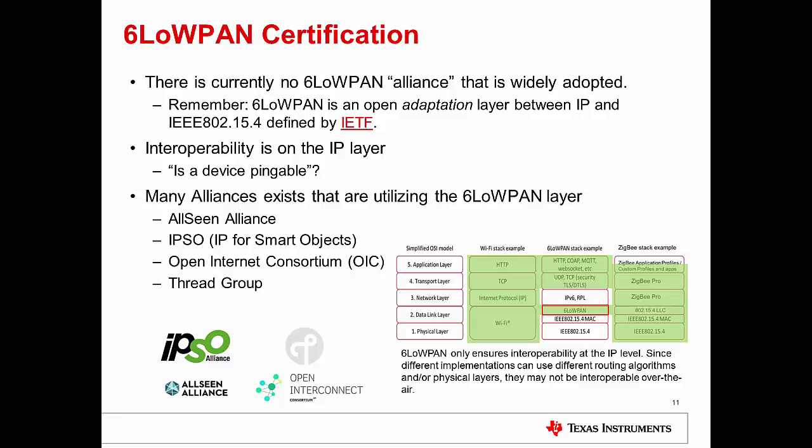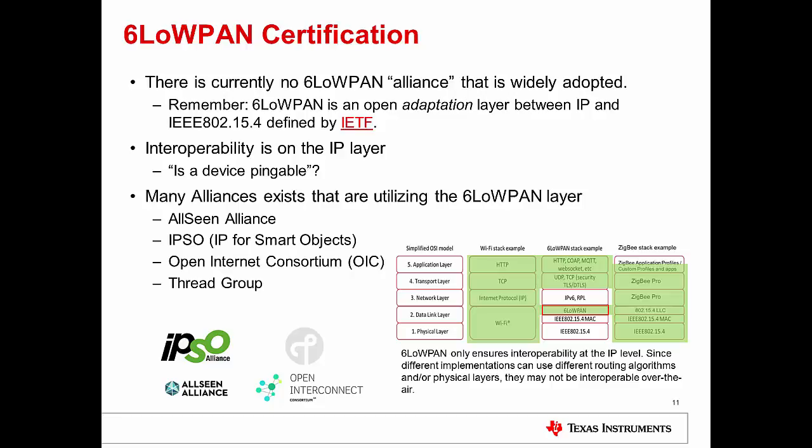However, there is interoperability on the IP layer because the device is pingable. So if it is accessible, it is approachable. It's all about further refining the top layers on top of it. Many alliances exist that are utilizing this 6LoWPAN layer: AllSeen Alliance, IPSO, Thread Group.